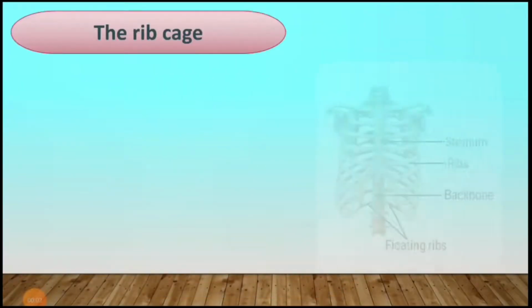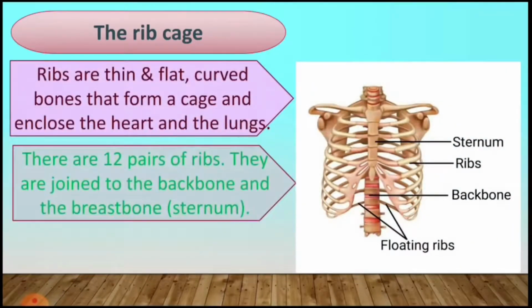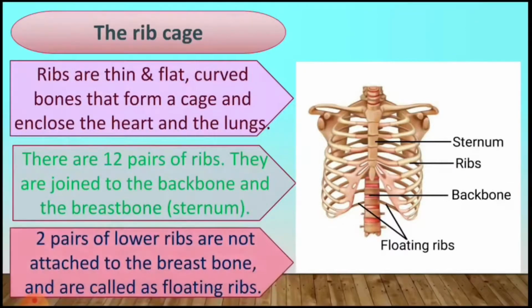Then the rib cage. 12 pairs of thin curved bones called the ribs form a cage-like structure called the rib cage. The rib cage protects our heart and lungs. To form a cage-like structure, the ribs are attached to the backbone at the back and the breastbone or sternum in the front. While all the ribs are joined to the backbone, only 10 pairs are joined to the breastbone. The last 2 pairs at the bottom of the rib cage are free in the front and are known as floating ribs.